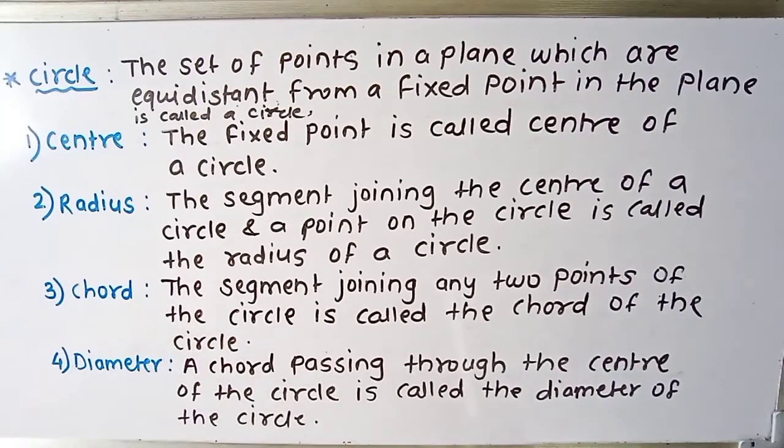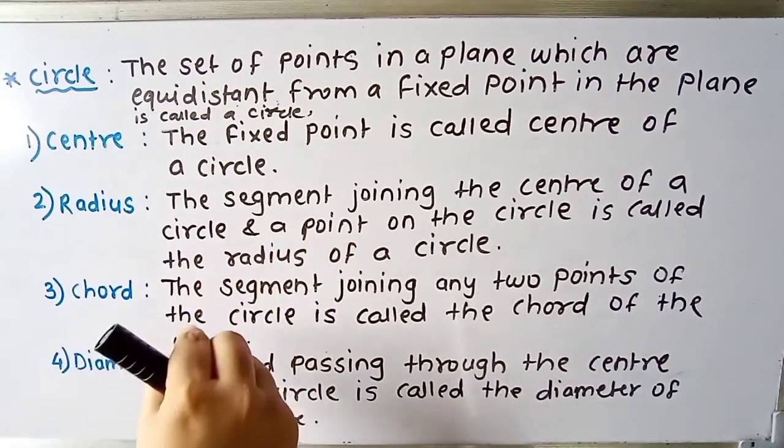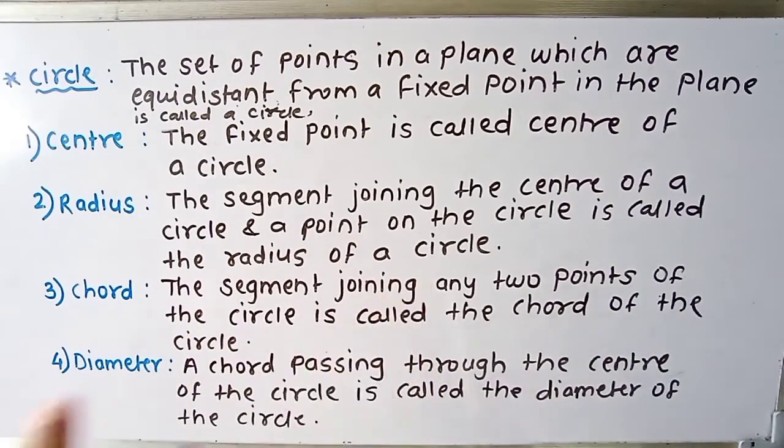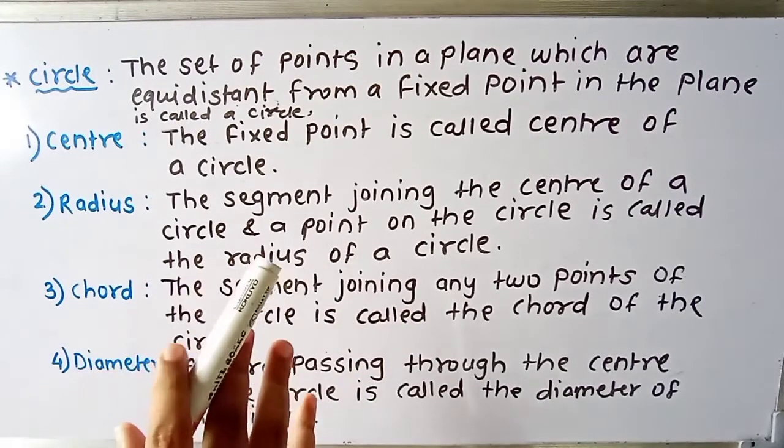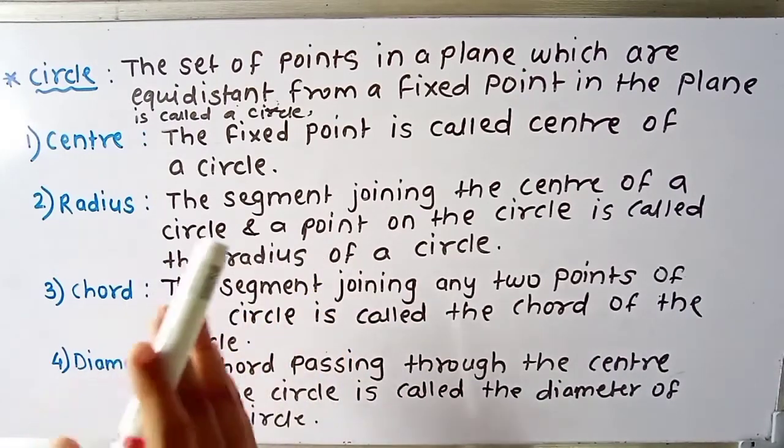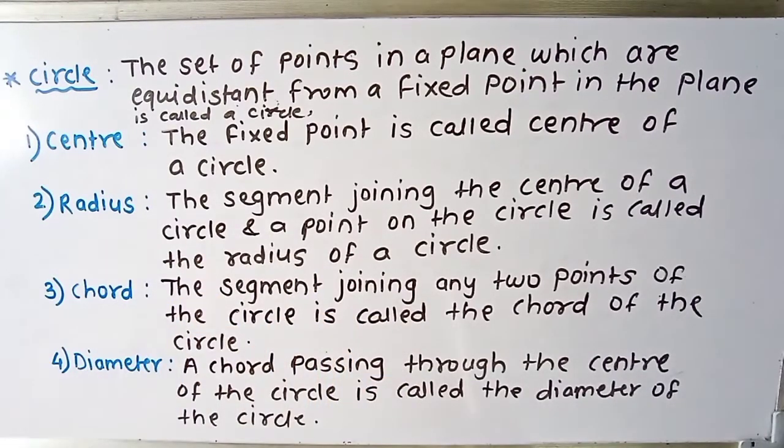Then radius means the segment joining the center of a circle and a point on the circle. The segment joining the center of a circle and a point on the circle is called the radius of that circle. We'll see all these things in a figure, but first you have to write all these things. Then chord means the segment joining any 2 points of the circle. The segment joining any 2 points of the circle is called the chord of the circle.